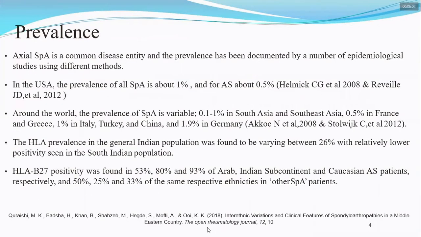Coming to the prevalence. In the general population, like in the USA, it is about 1%, and ankylosing spondylitis is about 0.5%. But in South India and our part, the prevalence is a little bit higher, and the HLA-B27 positivity status is also high in our part.